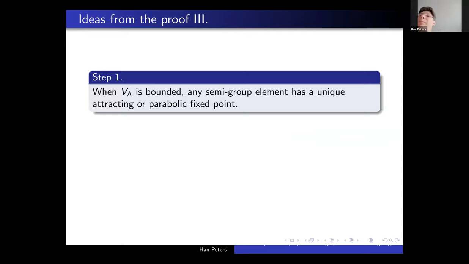How can you describe the boundary near the positive real parameter? Well, if your V lambda is bounded, then every semigroup element maps this bounded set into itself, and the image is strictly smaller. Therefore, inside you will have a unique attracting or a parabolic fixed point. You cannot have a rotation because you have a compact set. If it's neutral, the fixed point must lie in the boundary, and you can't have a rotation. You must have positive real derivative. Therefore, if it's neutral, you can only be parabolic with multiplier one.